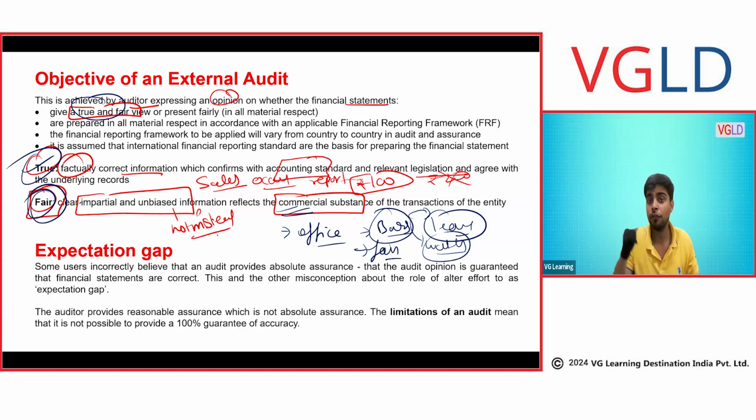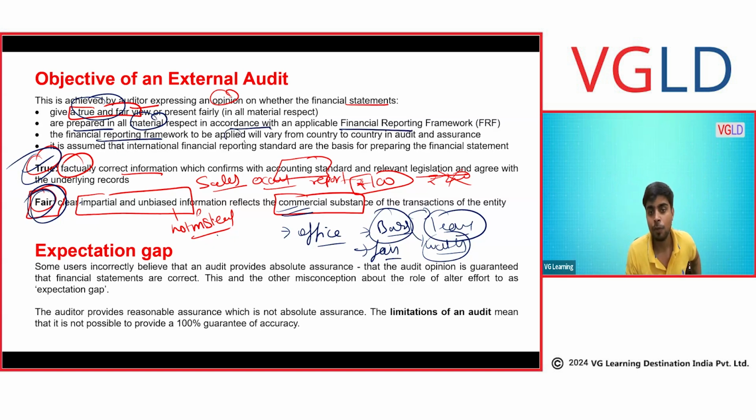No misleading of information. No showing property exchange and inflating your revenue. This is not allowed, because it's not fair to the user. The user would think, okay, the company has so much revenue, so many assets, but in reality, these assets existed from the beginning. This is nothing new. Prepared in all material respects in accordance with the applicable FRF. I hope now this line is clear.